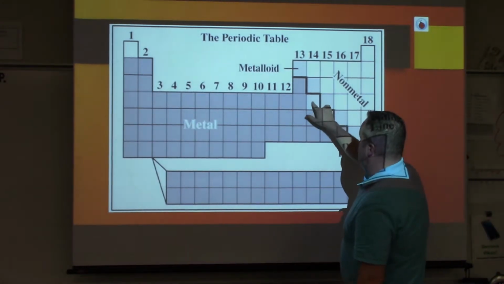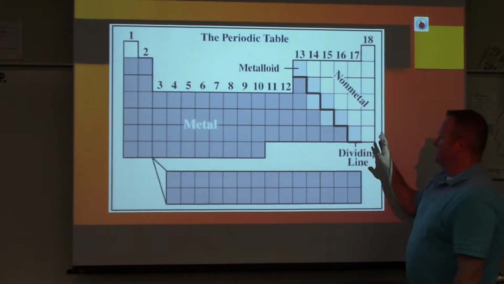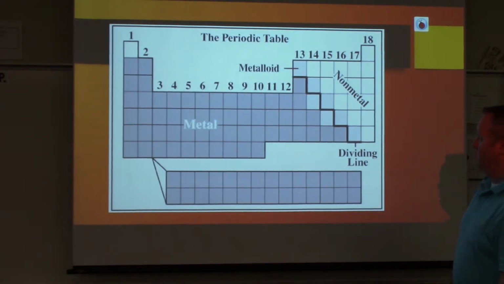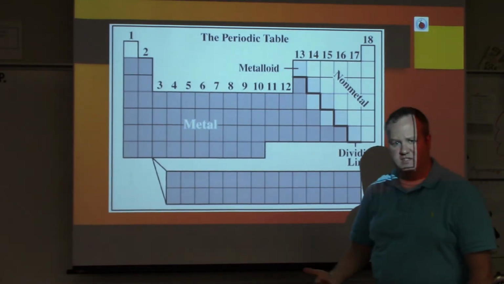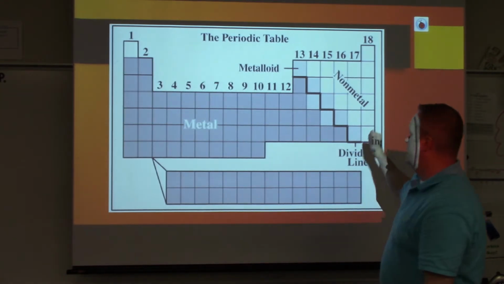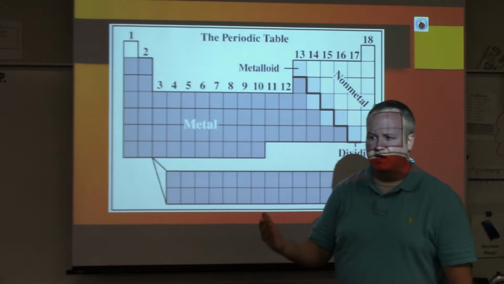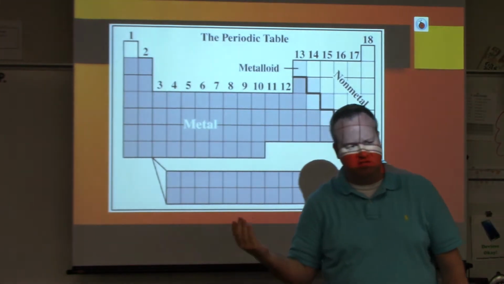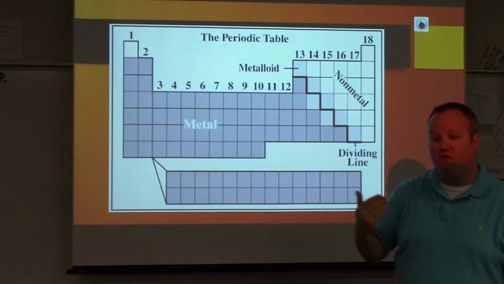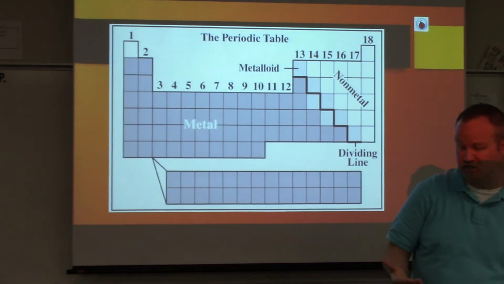The ones that you see here along the line that are shaded in that light gray color, those are going to be metalloids. So they're going to have some properties of metals, some properties of nonmetals. Sometimes they are called semiconductors because even though they will conduct electricity, they won't do it very well, or they will do it with a high amount of resistance.